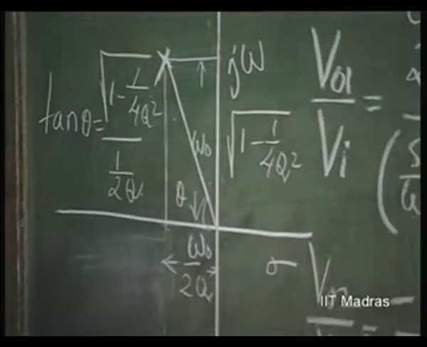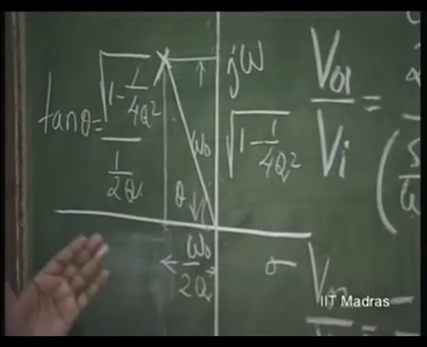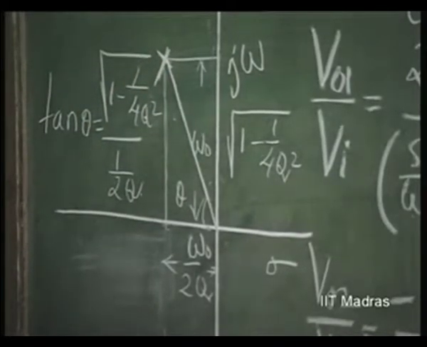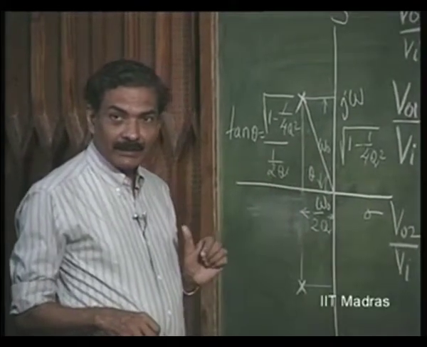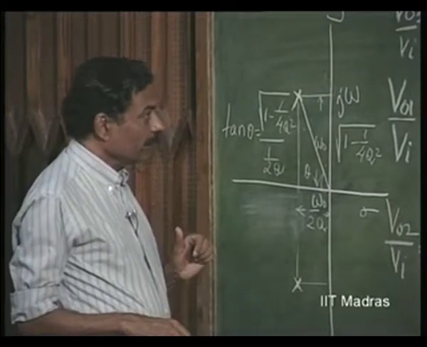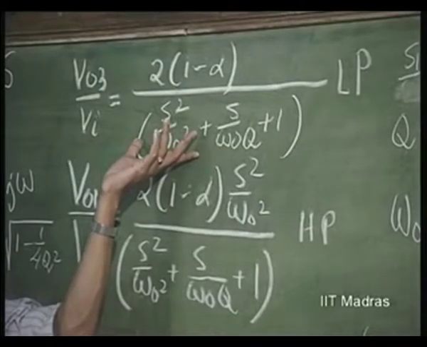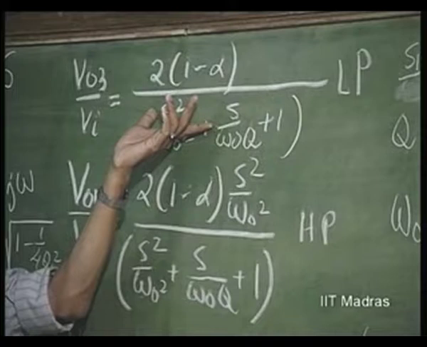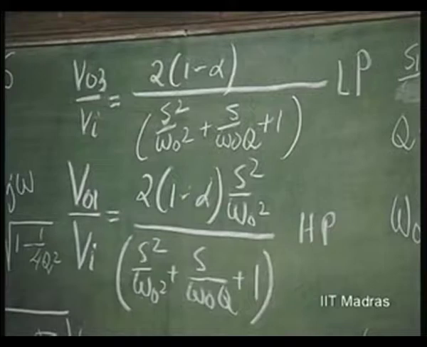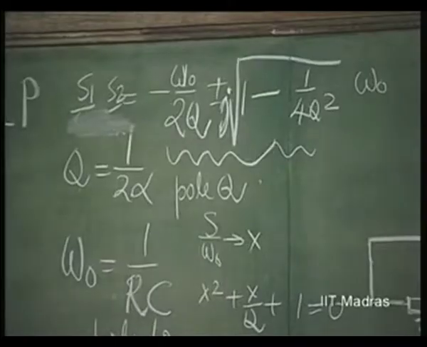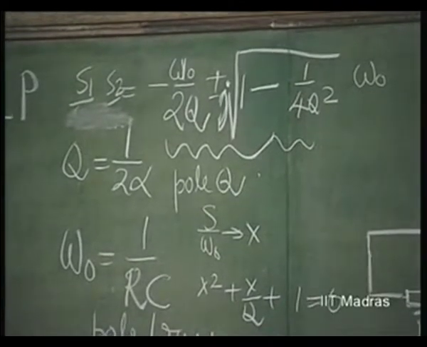That is called the resonant frequency. When the poles lie on the imaginary axis, that is called the resonant frequency. If the pole q is high, the actual frequency is close to the resonant frequency. So, this gives us information about the system. This is a second order system, the pole being second order, and the pole q high means the system has a high quality factor. Q is the quality factor.